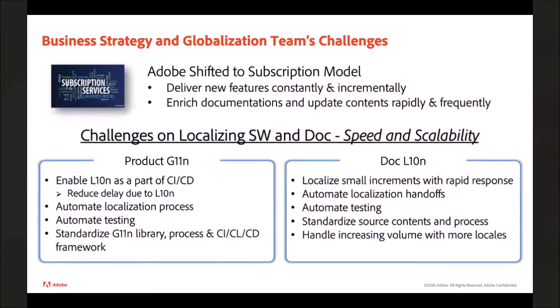Automation testing is important for us to maintain a high level of quality with continuous localization for both software and documentation. Last but not least, how to provide a standardized process and common continuous localization framework is tightly linked with our team's efficiency and scalability. Additionally, for the documentation part, we are facing some new challenges in handling increasing volume with more supported locales. Even though we have the same challenges on both software and documentation, the frameworks in those two domains are different. So let's deep dive into the solutions one by one.